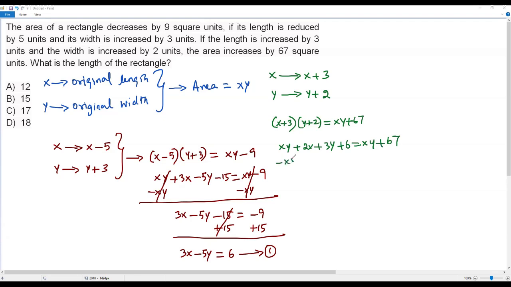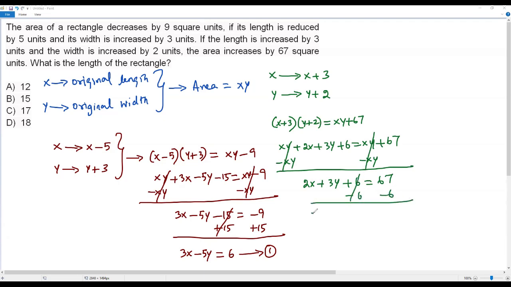Okay, now we can subtract xy from both sides to get rid of the terms xy on both sides of the equation. So positive xy, negative xy will cancel, the same over here. Then I'm getting 2x positive 3y positive 6 equals 67. Okay, let's keep the x term and y term on the left side. Let's get rid of the constant positive 6. For that we have to subtract 6 from both sides. So then positive 6, negative 6 will cancel. I'm getting 2x positive 3y equals 61. Okay, so this is equation number 2.